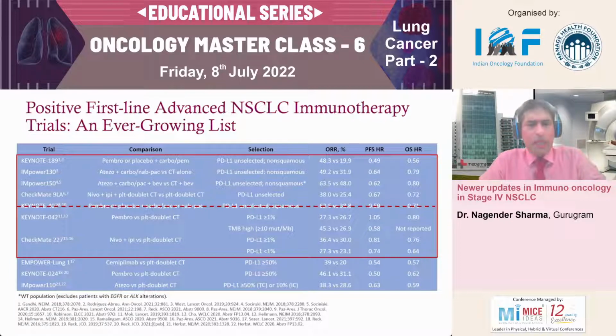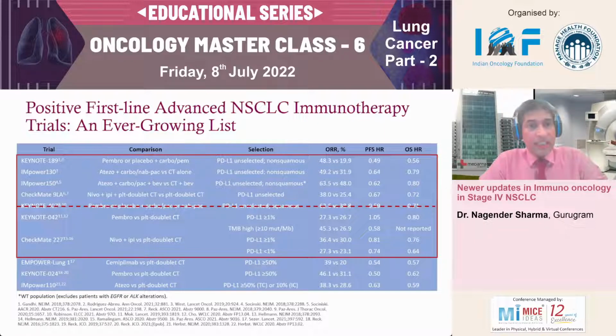So post first-line advanced NSCLC immunotherapy trials, an ever-growing list is there. So we have a plethora of options right now. We have the famous landmark Keynote 189 trial, in which pembrolizumab plus platinum doublet was compared with placebo plus the platinum doublet. It was for PD-L1 unselected and non-squamous histology. It has a very good objective response rate, 48.3% vis-a-vis 19.9%, and PFS hazard ratio was 0.49 favoring the pembrolizumab arm, and overall survival hazard ratio was 0.56.